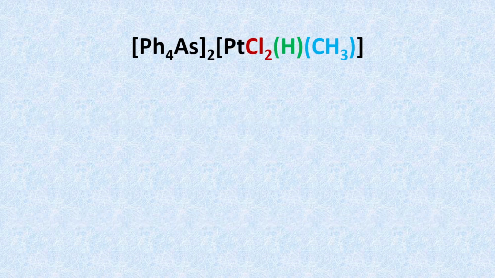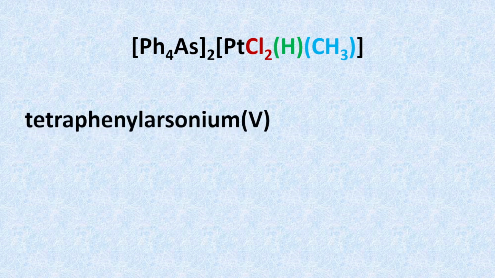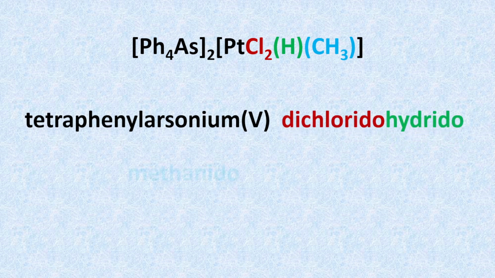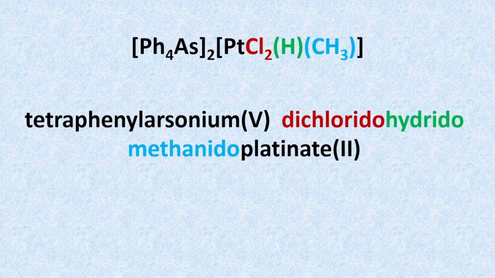In this complex, all the 4 ligands carry a -1 charge. The oxidation state of platinum is +2. So there will be 2 negative charges on the anionic coordination sphere. To balance these 2 negative charges, the oxidation state of arsenic must be +5. Thus, its IUPAC name is tetraphenyl arsonium 5 dichlorido hydrido methanido platinate 2, since platinum is a part of an anionic coordination sphere.